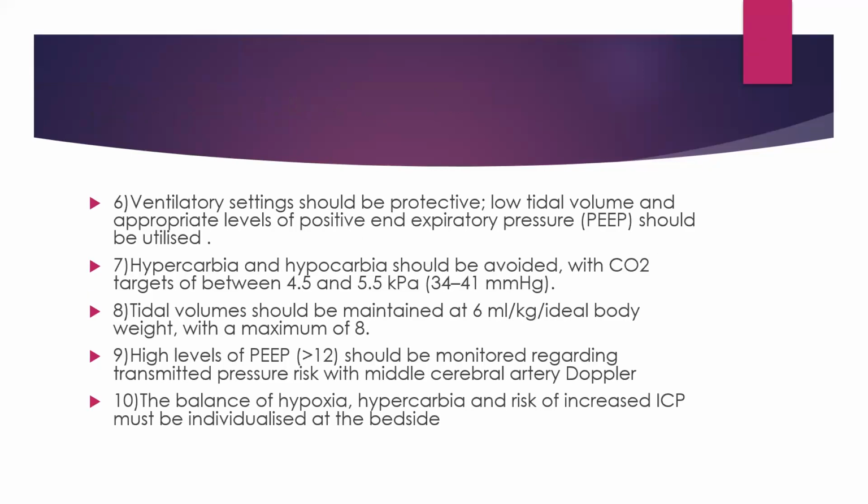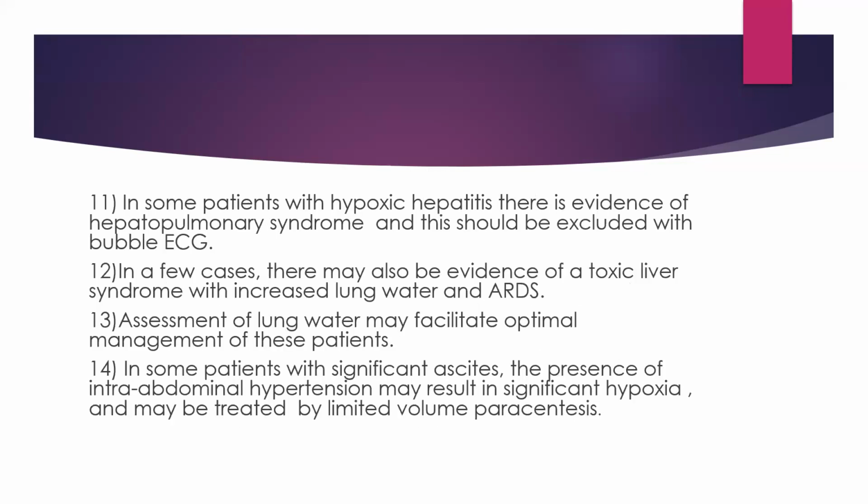Ventilatory settings should be protective. Low tidal volume and an appropriate level of PEEP should be utilized. Hypercarbia and hypocarbia should be avoided. The CO2 target should be between 34 and 40. The tidal volume should be maintained at 6 ml per kg of ideal body weight with a maximum of 8. High levels of PEEP, that is more than 12, should be monitored regarding transmitted pressure risk with the middle cerebral artery flow. The balance of hypoxia, hypercarbia, and risk of increased ICP must be individualized at the bedside.